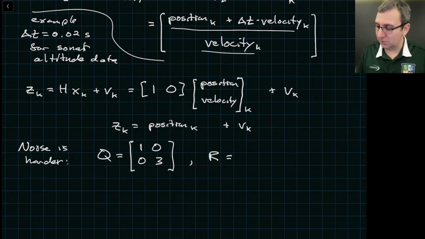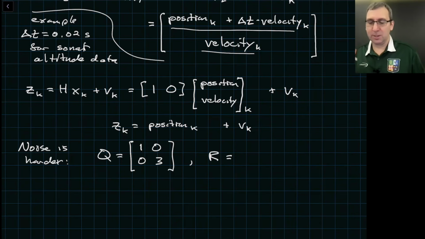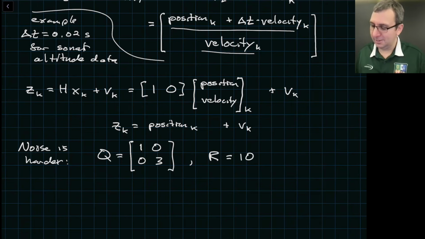R is related to the measurement noise. And maybe I know something about this sonar system I'm using, and I know that it has a large error. So I'll say R equals 10. There we go.